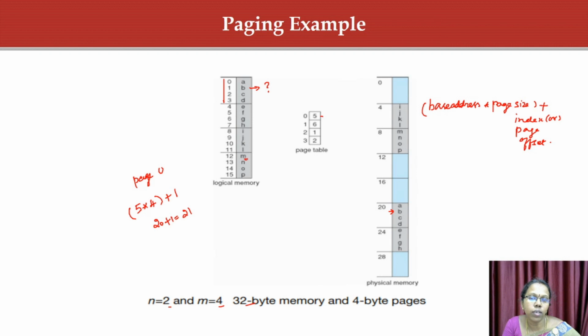Now, how is logical address 12 mapped? Logical address 12 is in page number 3. The base address of page number 3 is 2, so 2 into 4, plus the offset of logical address 12, which is 0. So 8 plus 0 gives 8, and logical address 12 is mapped into physical address 8. So paging is a memory management scheme that maps a logical address into the equivalent physical address. It is a mapping scheme.